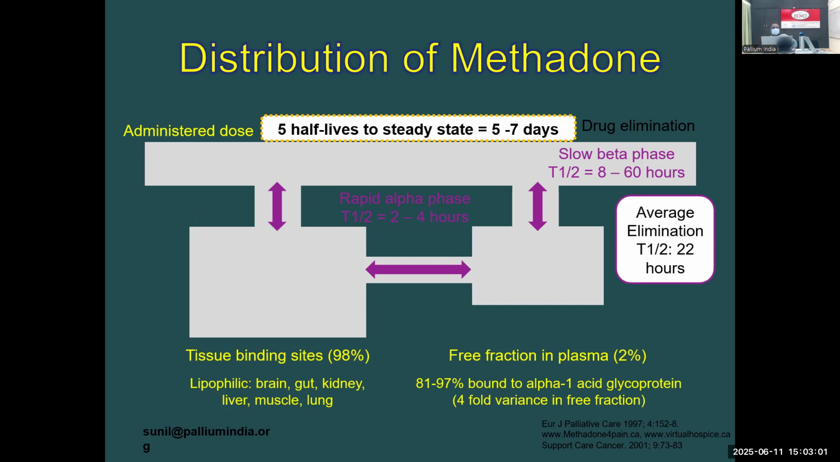And once these tissue binding sites are saturated, then only a portion of methadone will get detached from the tissue binding sites and will be liberated into the systemic circulation. So for the tissue binding sites to get saturated, it will take about 5 to 7 days. So the most important thing about methadone is, before you increase the dose of methadone, you have to wait for 5 to 7 days. But in the case of morphine, you can increase the dose every 24 hours. Whereas in the case of methadone, you have to wait for 5 to 7 days. This is one of the most important points about methadone.